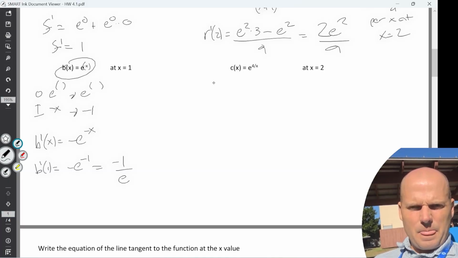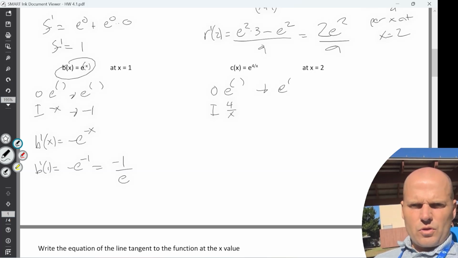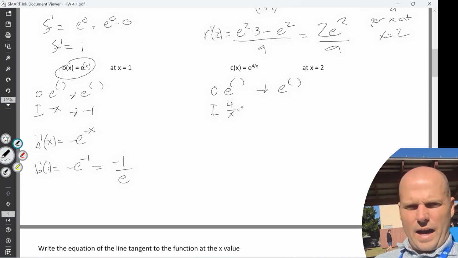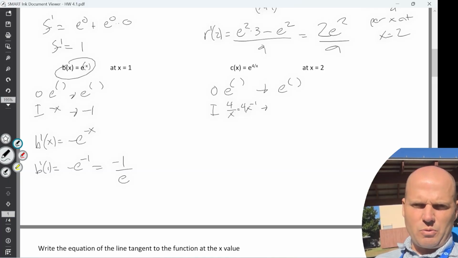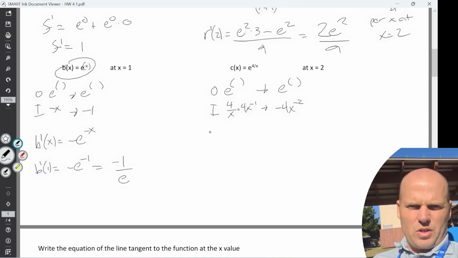What about this? Well, slopes of e to the power, but for 4 over x, make sure you understand that's 4x to the negative first. It's been a while since we've done one like that. So negative 4x to the negative second would be the slopes of the inside. So that's c prime, e to the power times the slopes of the power.